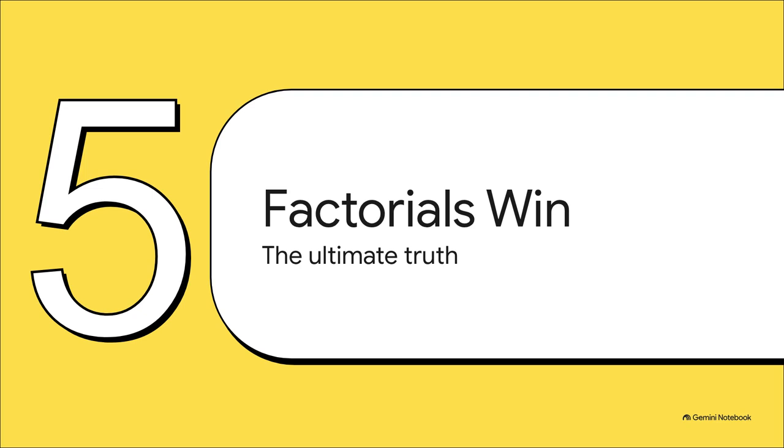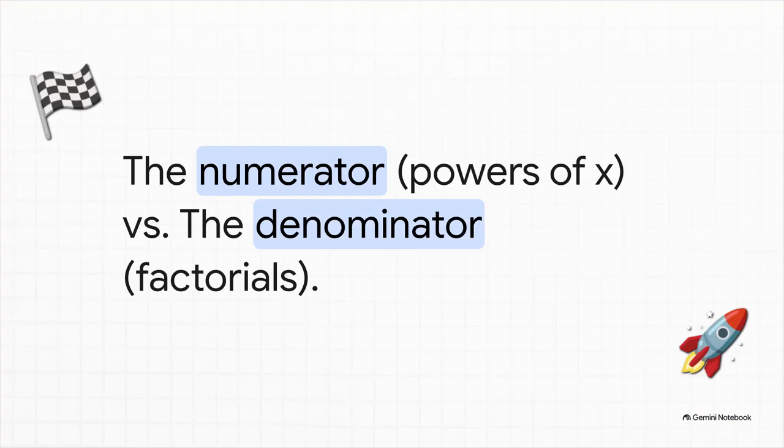Finally, section 5, why factorials always win. Let's get to the ultimate truth of this whole thing. What's really interesting here is that the limit was actually a race between the exponents on the top and the factorials on the bottom. When you look at the raw equations, the top of the fraction is driven by x to the power of 2n, which is growing fast. But the bottom of the fraction, it's driven by n factorial squared. It's a literal mathematical race to infinity.